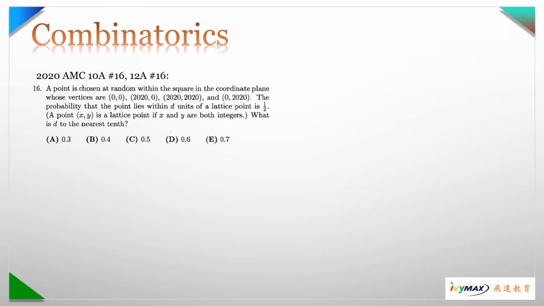Okay, so we have a point chosen at random within the square in the coordinate plane, whose vertices are (0,0), (20,0), (20,20), (0,20). So we have a square, right? The length of each edge is 20. The probability of the point lying within d units of a lattice point is 1/2.